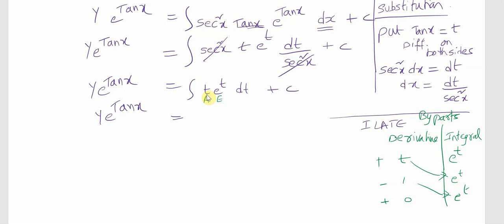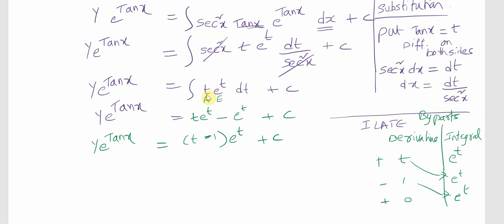So t multiplied by e power t with the sign plus, this is the first term. Next the minus, alternate plus minus, we take minus: 1 multiplied by e power t is e power t. Next plus 0 multiplied by anything is 0, so we don't want it. So plus c. And we can take e power t as common: t minus 1 e power t plus c.